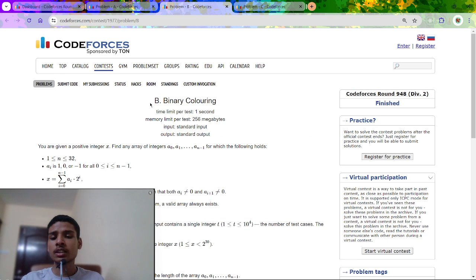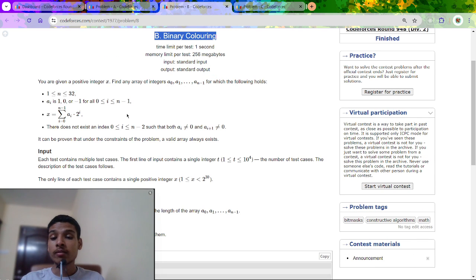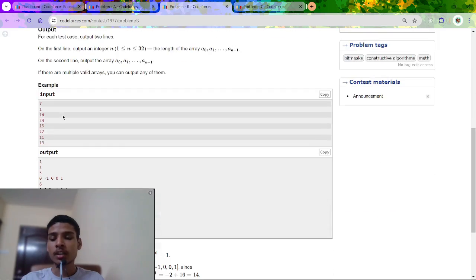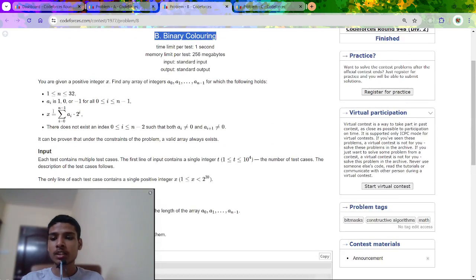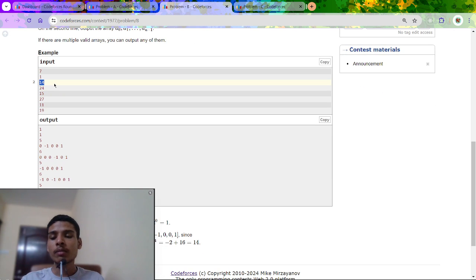So let's now discuss the next question, that is Binary Coloring. This question was very interesting. In this question you are given a number x. For example, this is a number x. You have to generate a binary string for this number x.